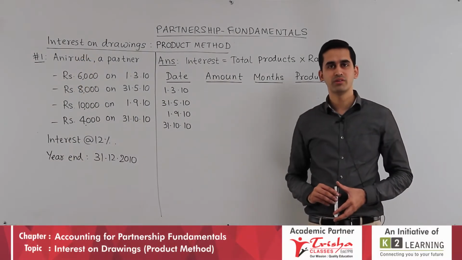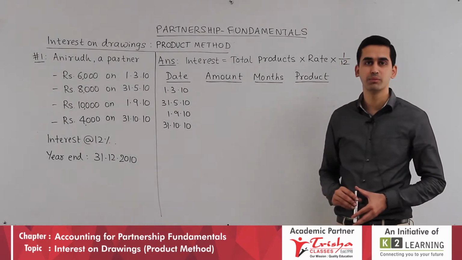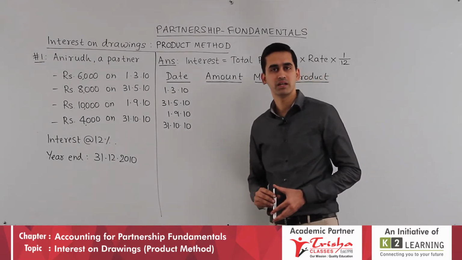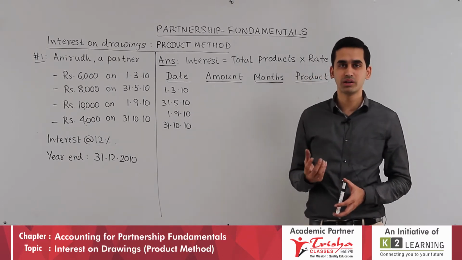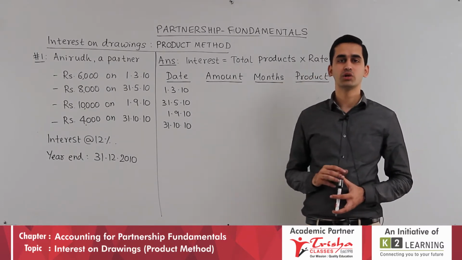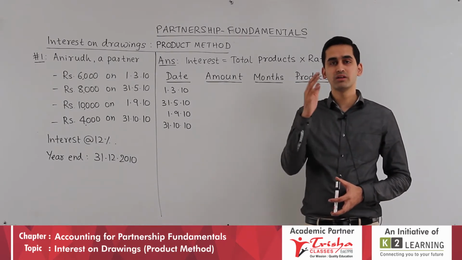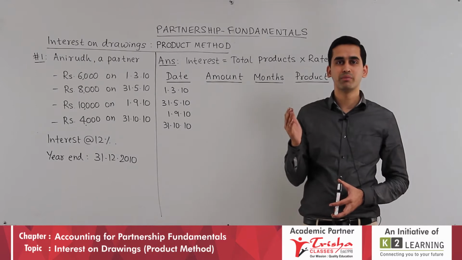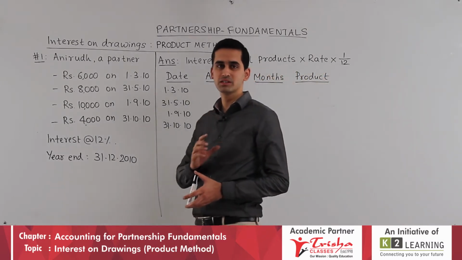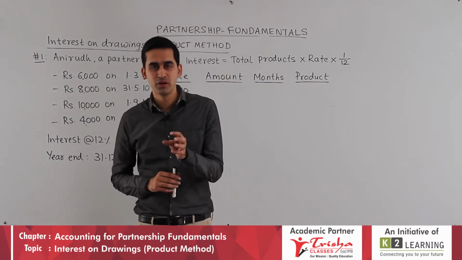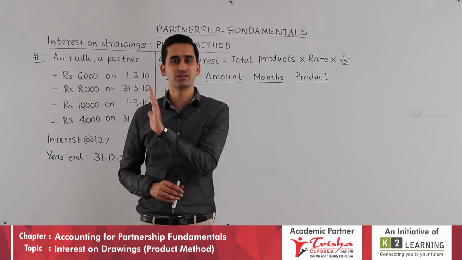Second method of calculation of interest on drawings is product method. Under this method, interest is calculated based on total products. Now what is this total products? Total products is the sum total of all the withdrawals multiplied by outstanding months. Now what is the meaning of outstanding months? The number of months from the date of drawings till the date of end of financial year.